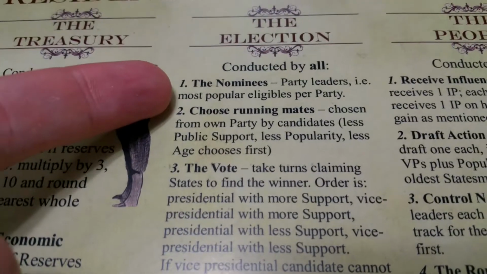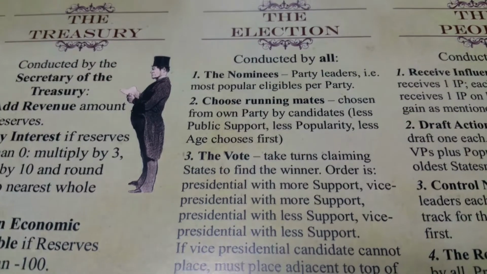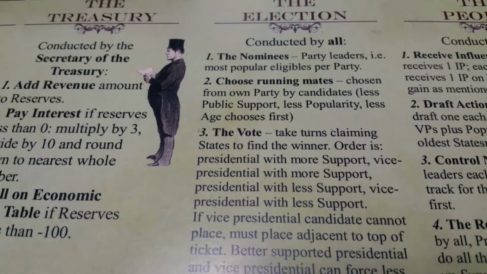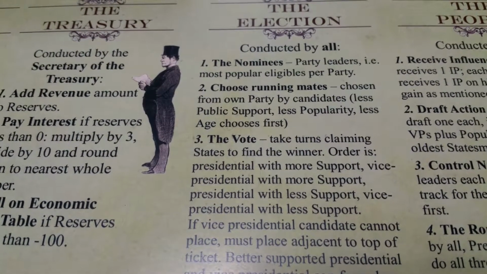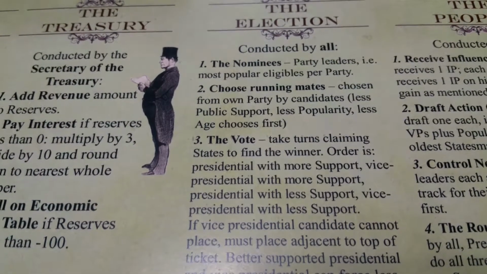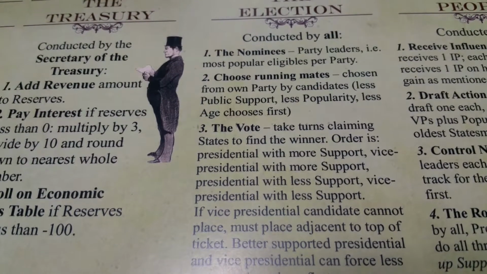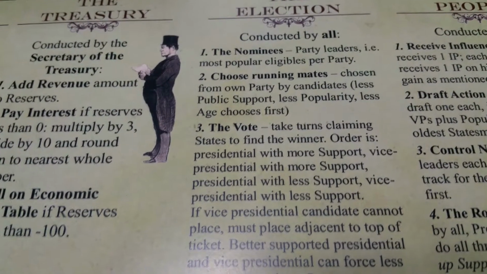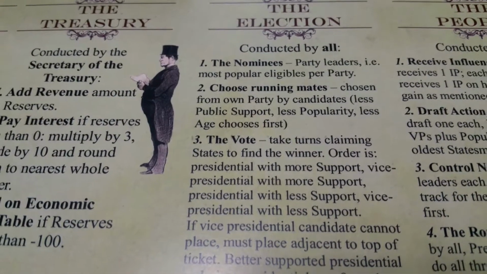First, the presidential nominees are always going to be the party leaders. So whoever the current party leader is, remember, that's based on popularity on the card plus popularity cubes for that statesman. And if there's a tie, the older statesman is considered more popular. That's what dictates who the party leaders are at any one time.